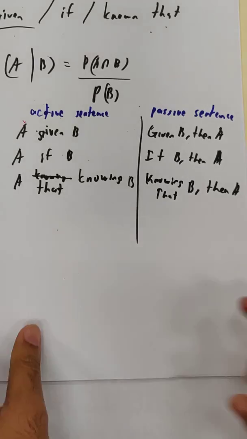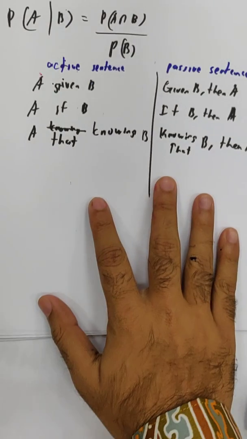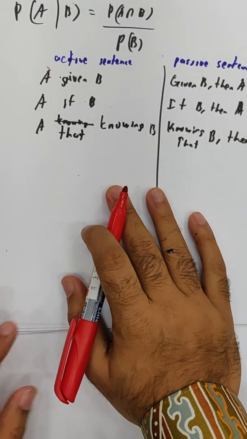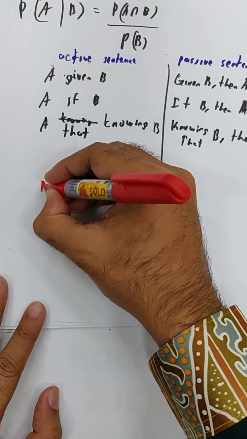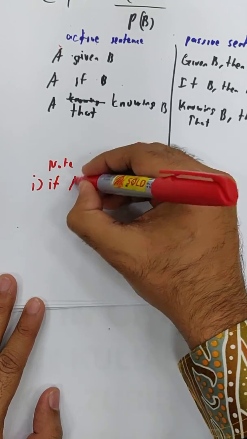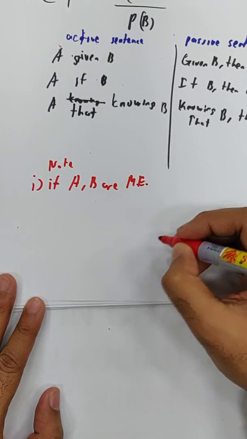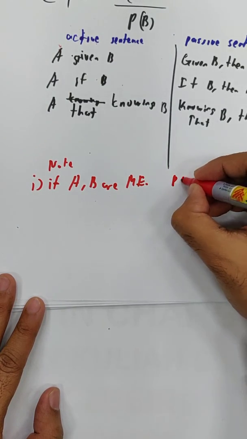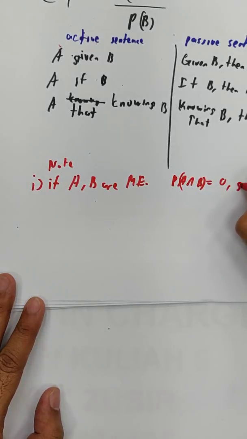Okay, going back just now. There are two facts that you need to be careful about regarding given. Note one: if A and B are mutually exclusive, then P(A intersect B) is 0. So the given is also 0.